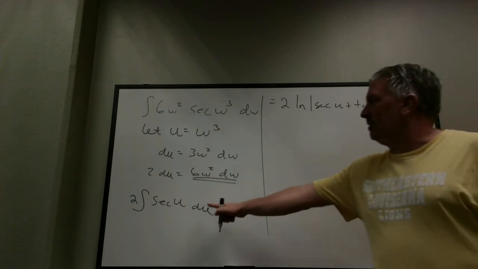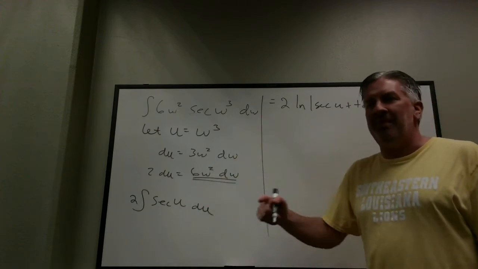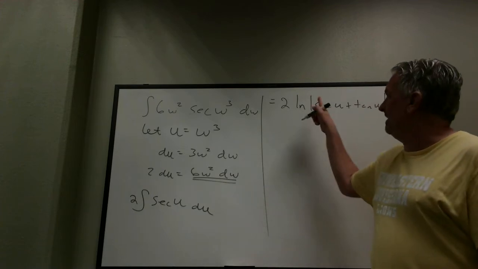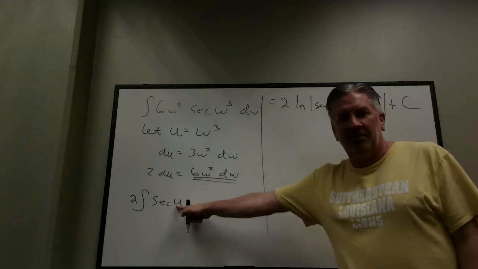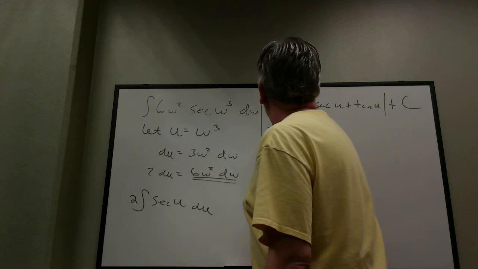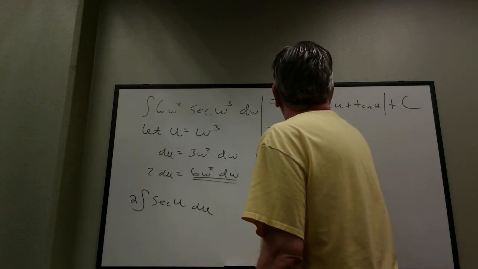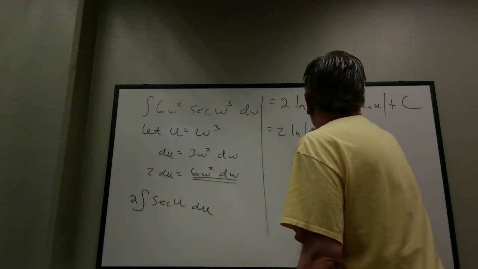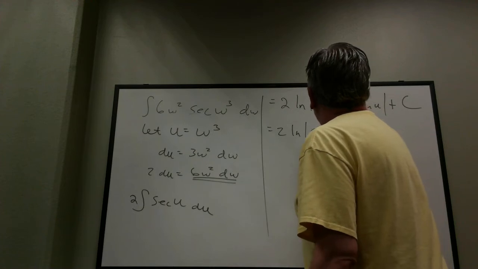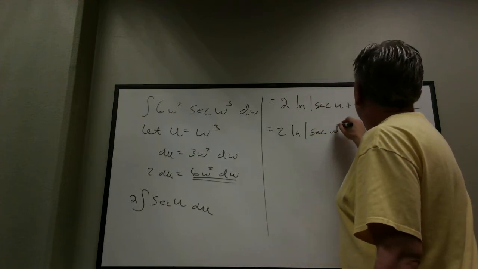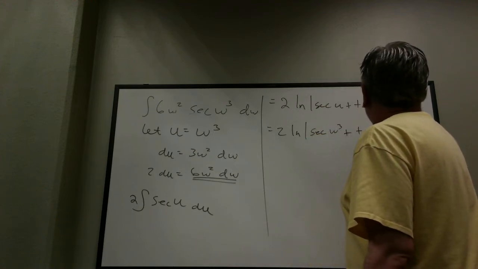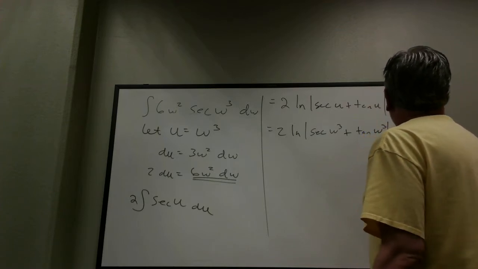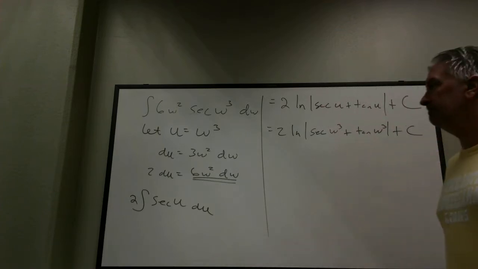Okay, I always want to see your integration step. Do not integrate and back substitute in one step. I want to see the integration step with the same variable here, then you can back substitute. 2 natural log absolute value of secant, what was u, w cubed, plus tangent w cubed, plus c. And there's your answer.